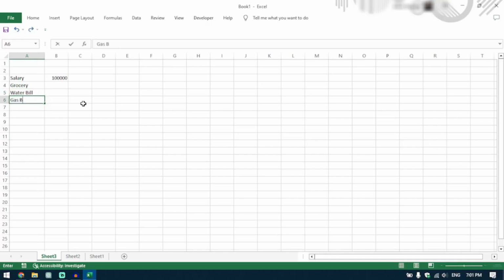gas bill, electricity bill, then we can have the house rent, housekeeping. Now we can have some of the repairs that we did. Then we have plumbing. Then there comes the money from the side business.